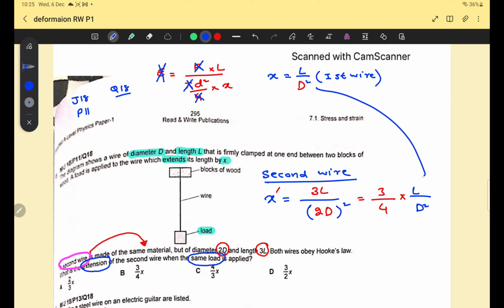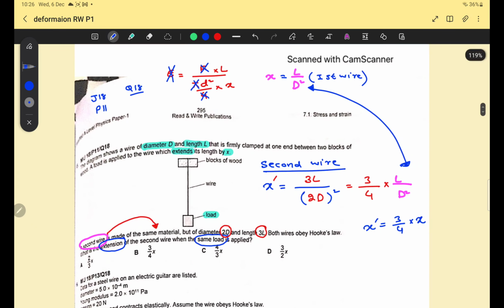And what is L upon D square? Sir, this L upon D square equals X. So the new extension will be 3 upon 4 is a constant number, and this L upon D square is replaced by X. So the new extension will be 3 upon 4 x. And if the new extension is 3 upon 4 x, but Anjum, then what is the answer? It is answer B.